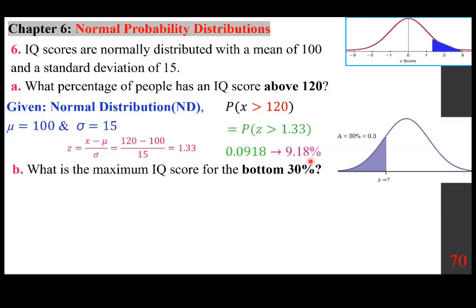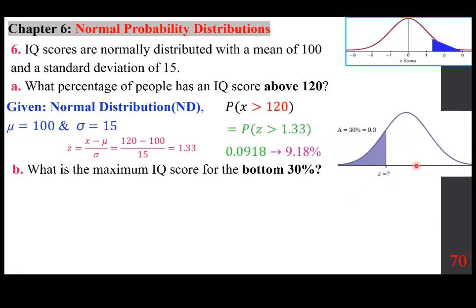The next one is asking what is the maximum IQ score for the bottom 30%. Come up with the area first. And again, it doesn't have to be perfect. Roughly, this area is 0.3. Please understand, right in the middle, we have the mu. On each side, we have 0.5. So 0.3, we need to find the z-score, and then from the z-score, we go to the x-score.